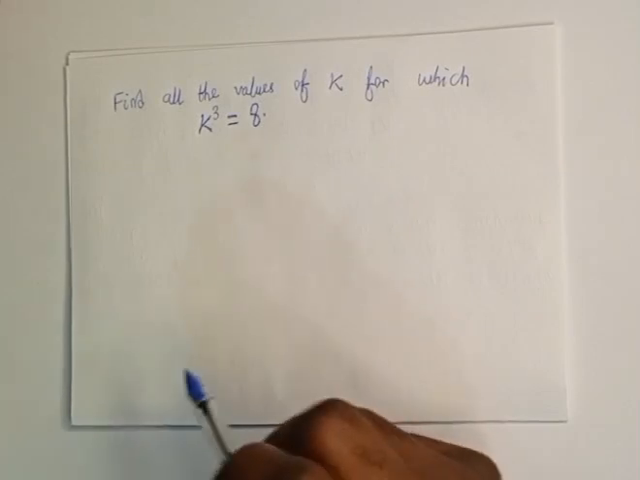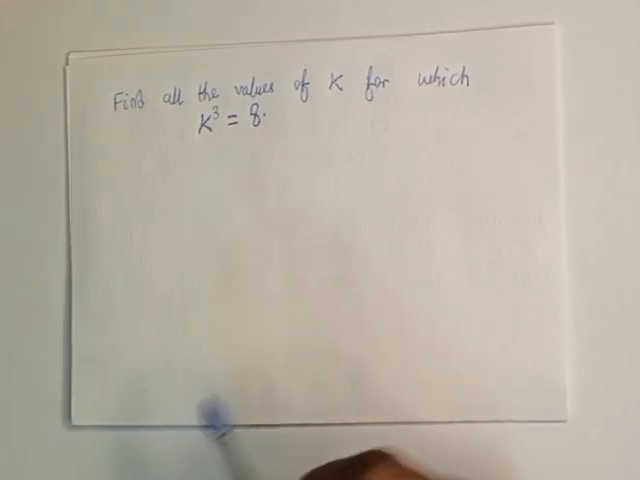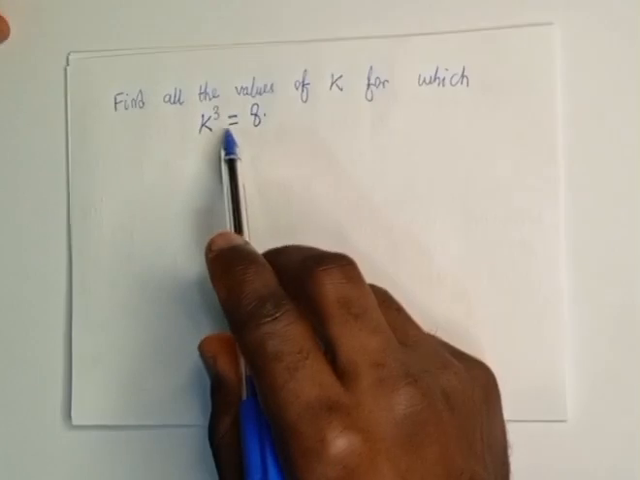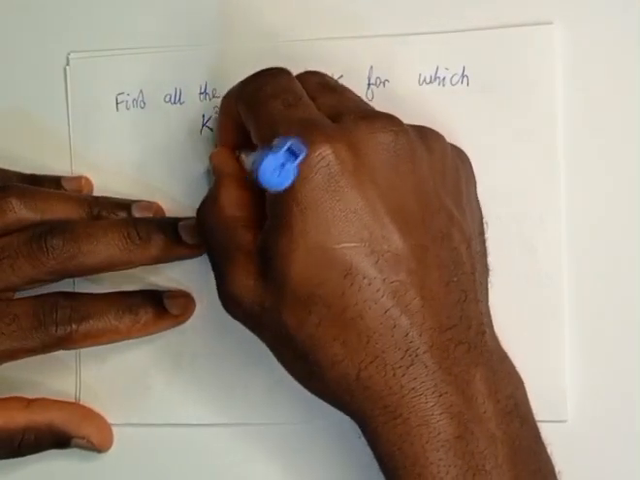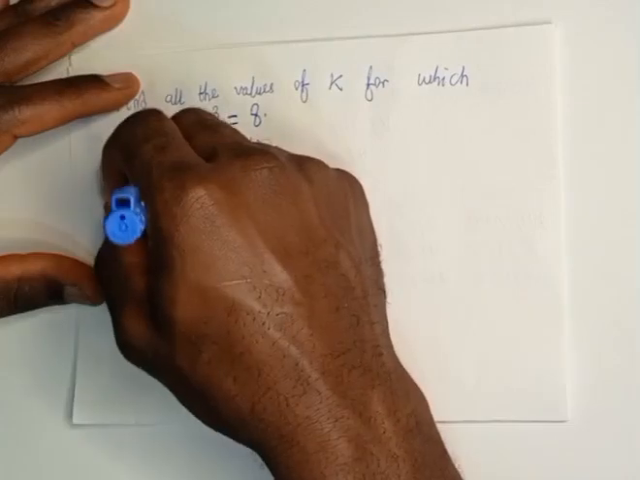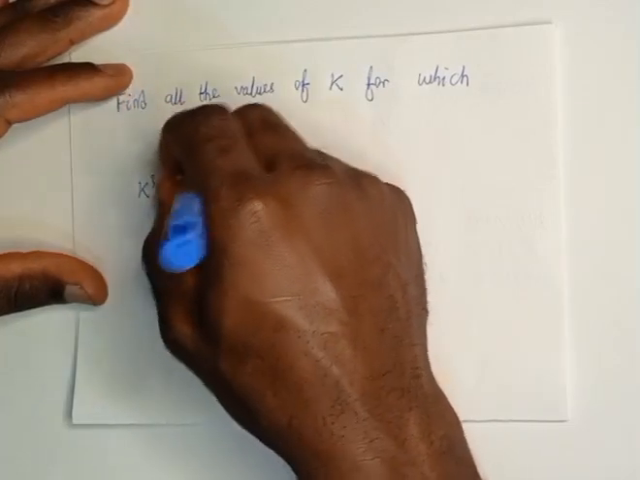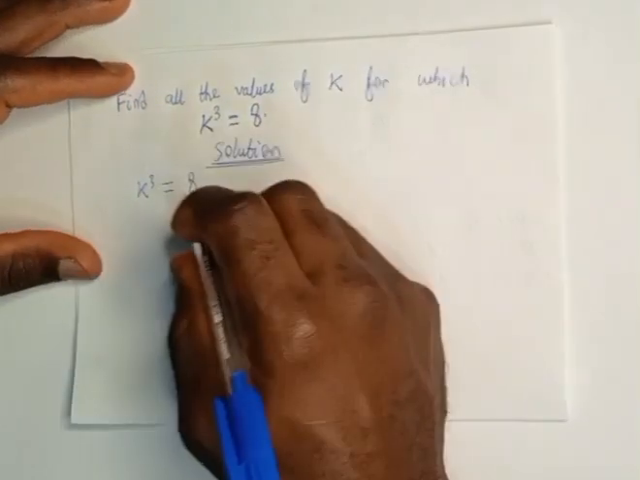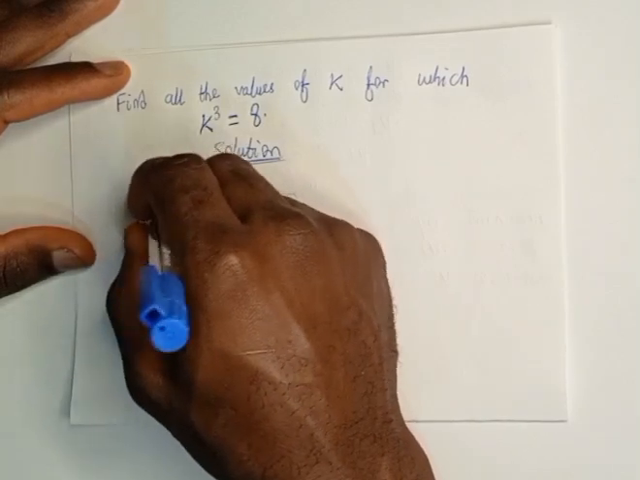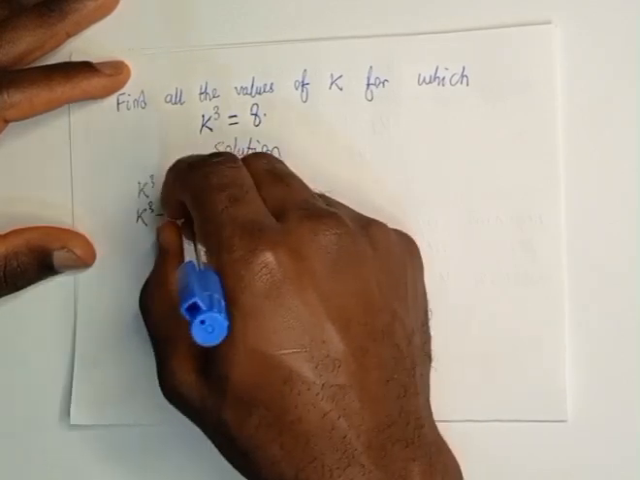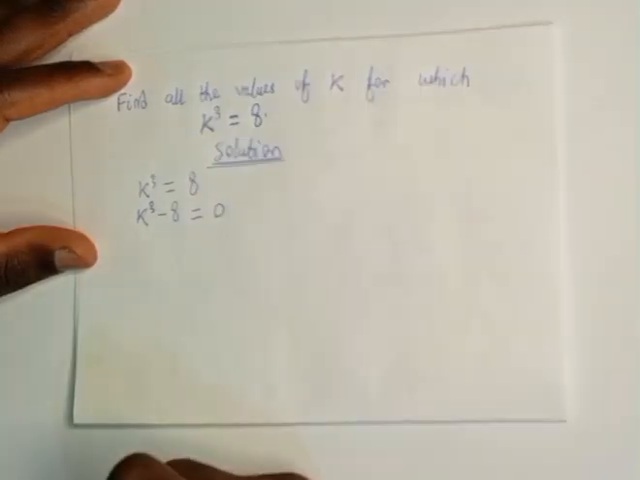Find all the values of k for which k cube is equal to 8. Take solution. k cube equal to 8. Transferring 8 to the left hand side gives us k cube minus 8 is equal to 0.